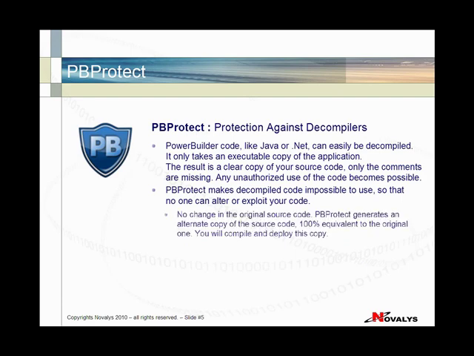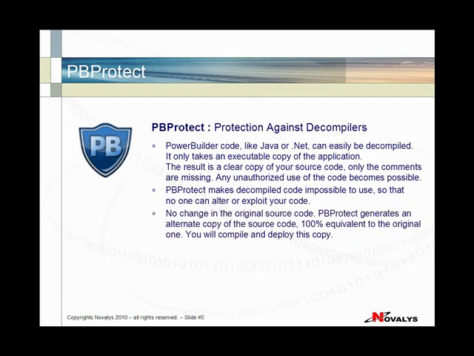Basically, PBProtect does not change the original source code. You just take your original source code, you use PBProtect to generate an additional copy, an alternate copy, which is for PowerBuilder exactly equivalent, except that for a human being it's impossible to understand this alternate copy. And this alternate copy is the one that you will compile and deploy.